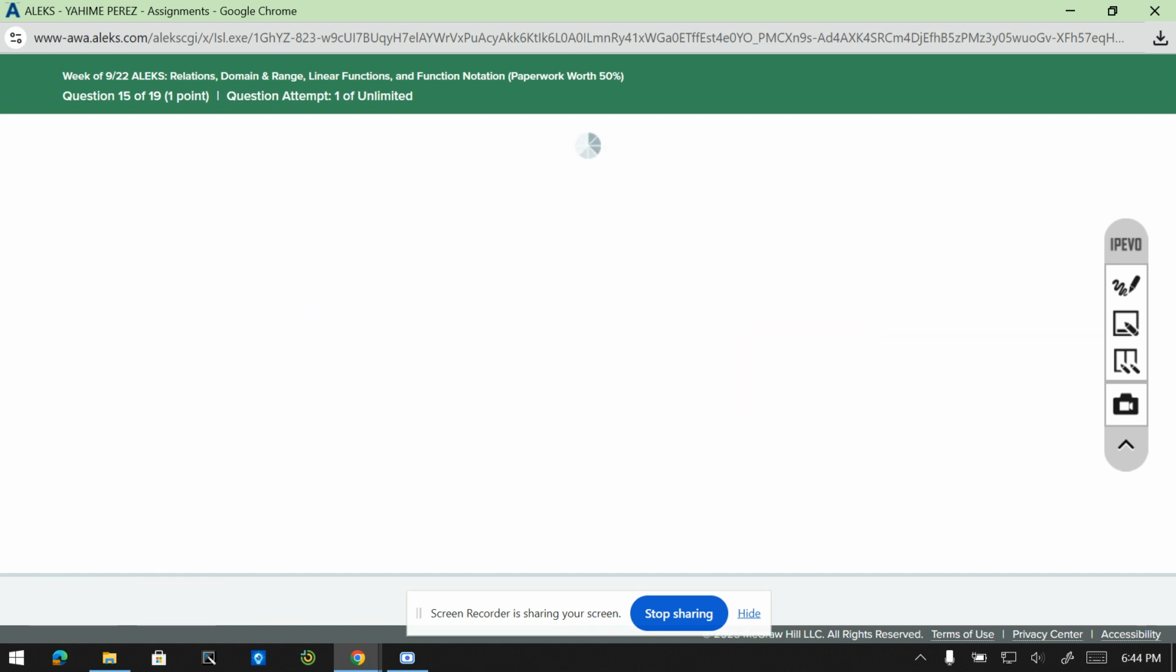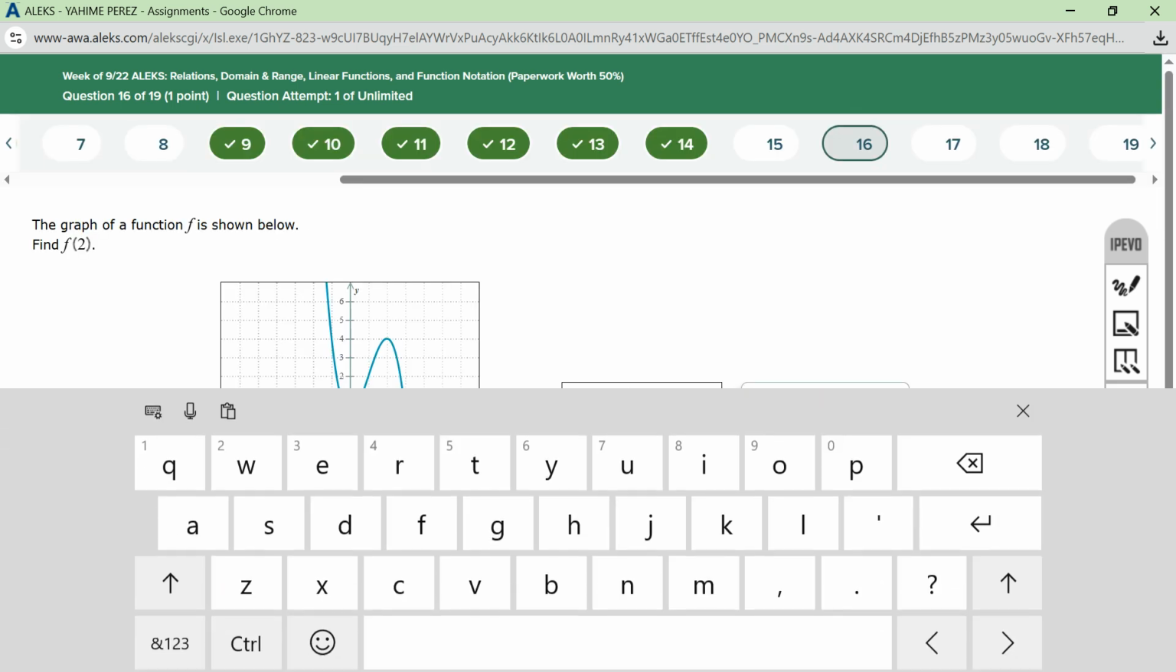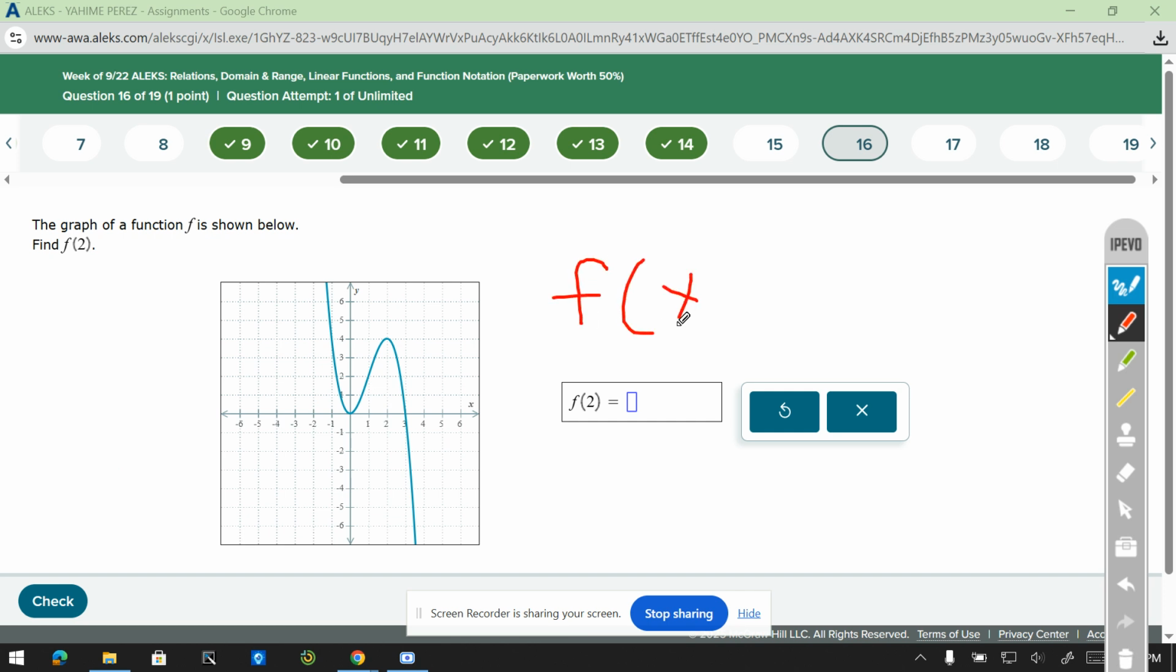Okay, 15 is the same thing, and 17, we get into function notation. Yay! Okay, so function notation, we have learned function notation in class. Function notation is the notation f of x, okay? So that's how we say that, f of x. F of x is just a fancy way of writing y, okay? And that's all we really need to know, right?